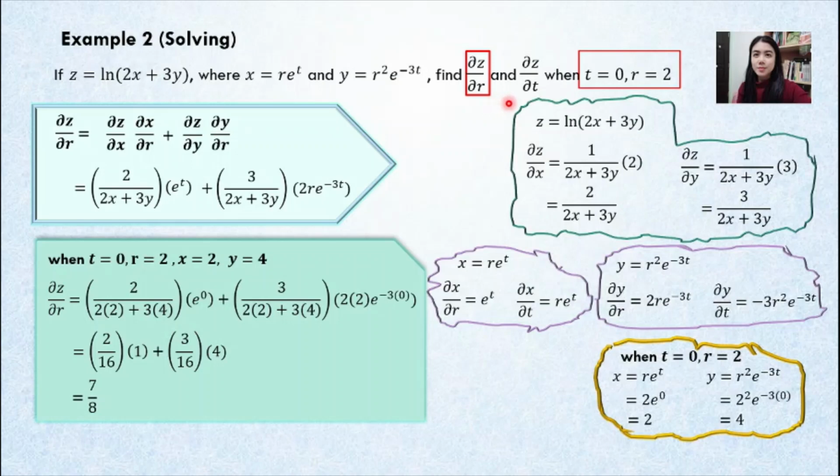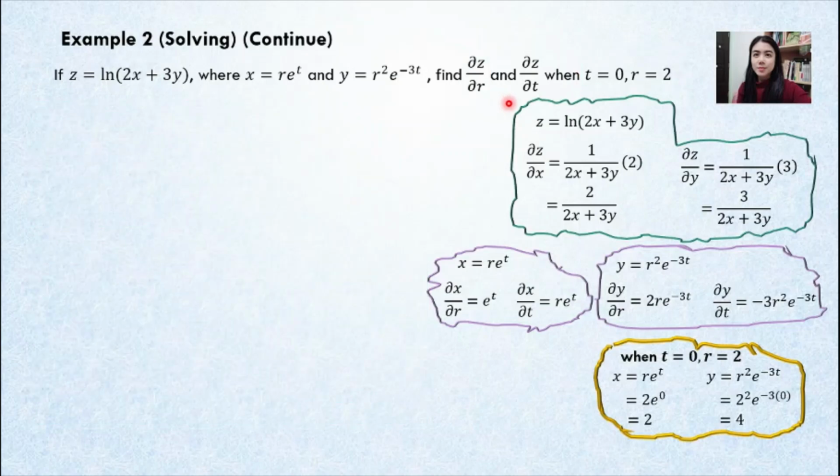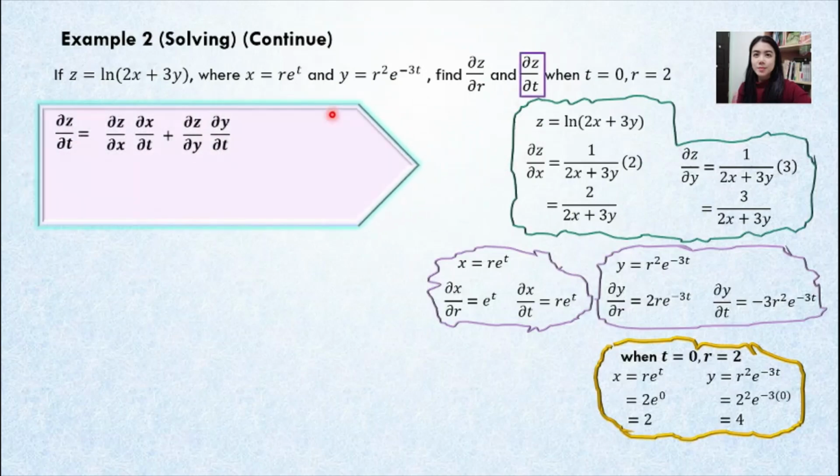Then let's look at del z del t. We know that the formula for del z del t is this one. Then we need to do the substitution. What is our del z del x? Our del z del x is this one. And what is our del x del t? This is our del x del t. And then plus del z del y. Where is our del z del y? Del z del y is this one. Then multiply with del y del t. So this is our del y del t.